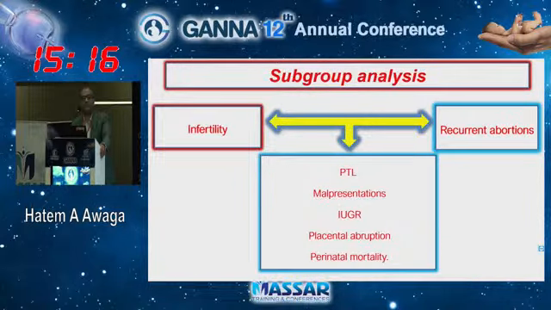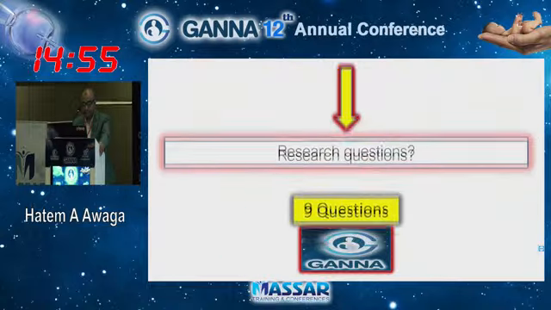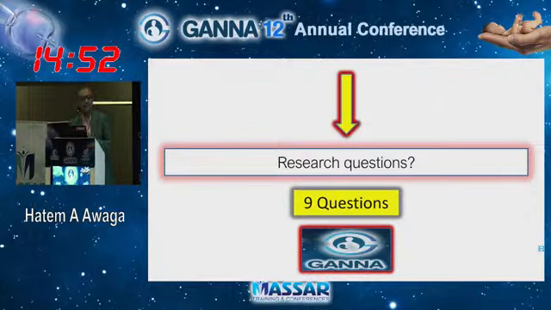So, in such three subgroups, we need to have knowledge about two points. What is the impact of septate uterus on such points? This is the first question. The second question: will surgical correction of this septum improve these points? And what is the impact of septum on IVF outcomes? In order to understand the problem of septate uterus, we should answer nine main questions. I will try to go through them fast in the presentation.